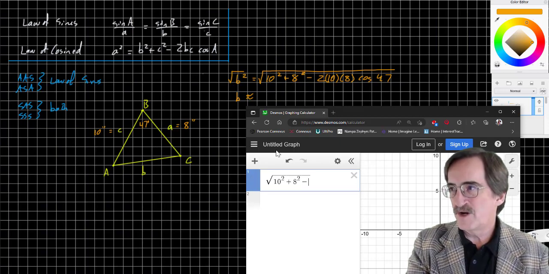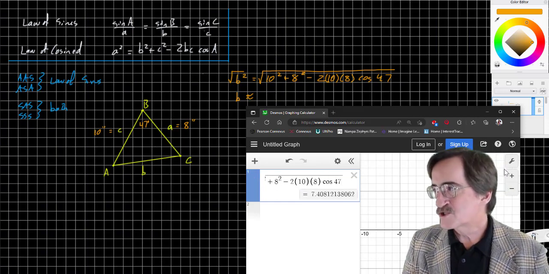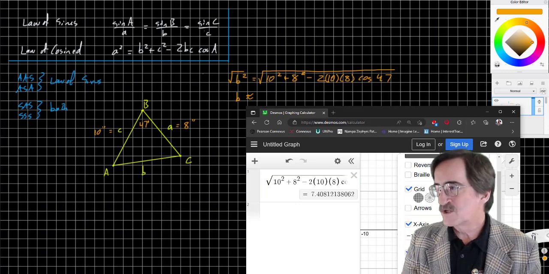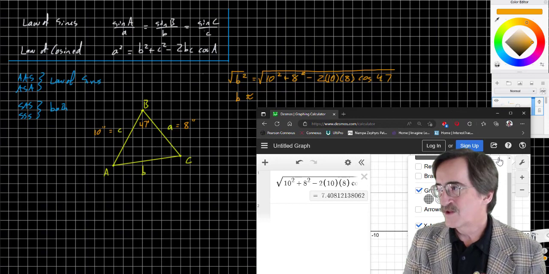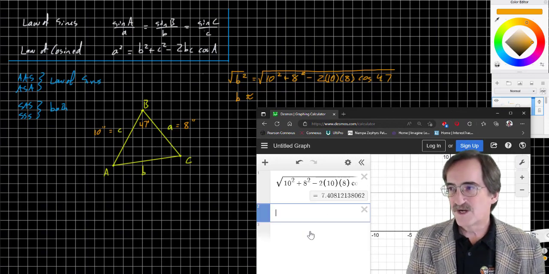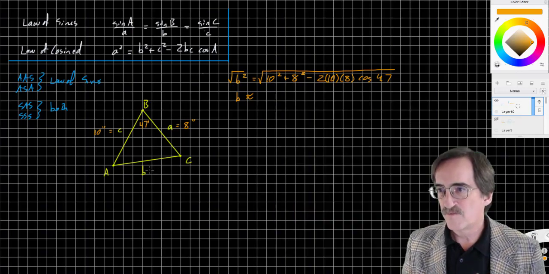8 squared minus 2 times 10 times 8 times cosine of 47. Again, you want to make sure that we are in the correct mode. If we're dealing with degrees, we need to be in degrees. So degrees is where I'm set. Okay, so we are fine there. And the missing side is 7.4. I'm going to go to the hundredths place, 7.41.